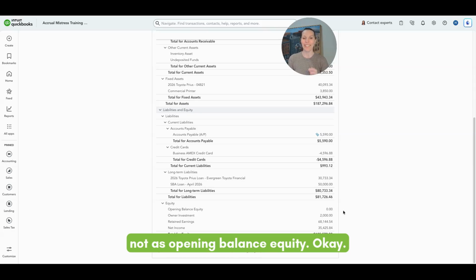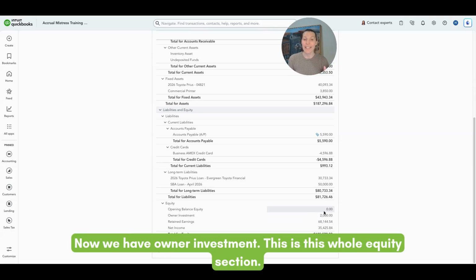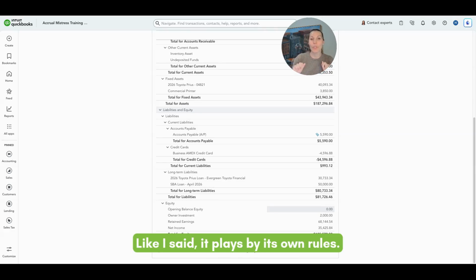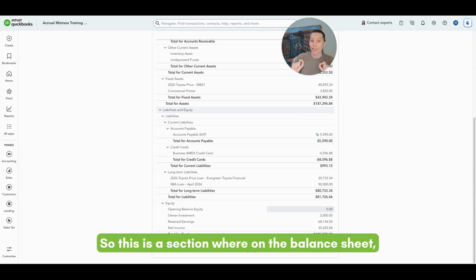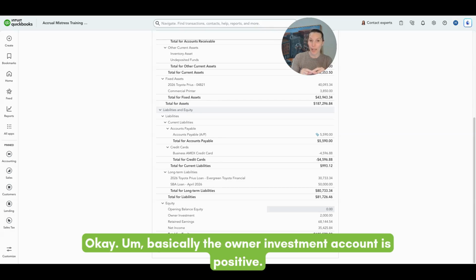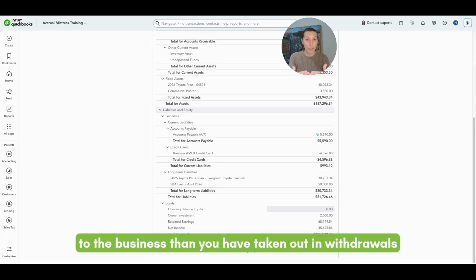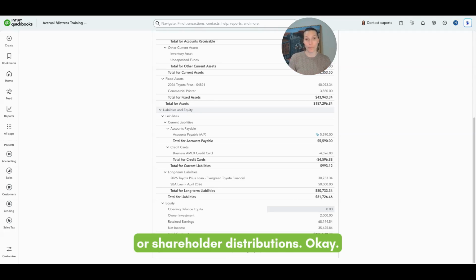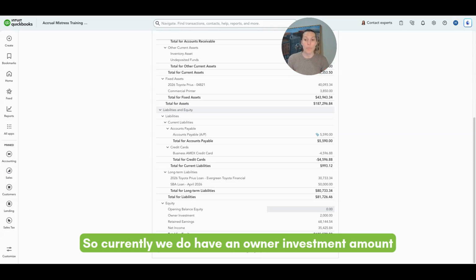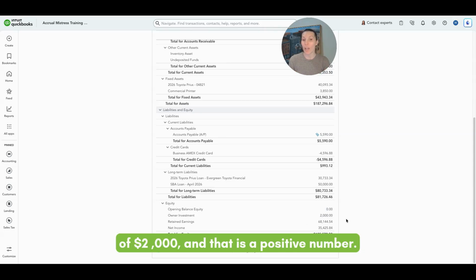Okay. Now we have owner investment. This whole equity section, like I said, plays by its own rules. So this is a section where on the balance sheet, I might not be surprised to see negative numbers. Basically, the owner investment account is positive if you as the business owner have currently contributed more to the business than you have taken out in withdrawals or shareholder distributions. Okay. So currently we do have an owner investment amount of $2,000, and that is a positive number.